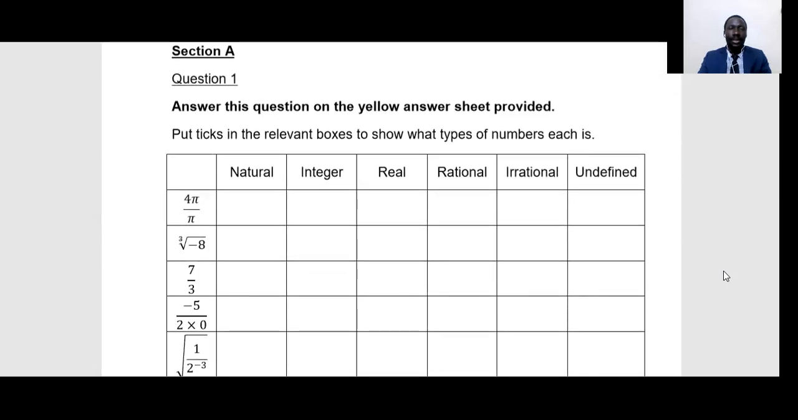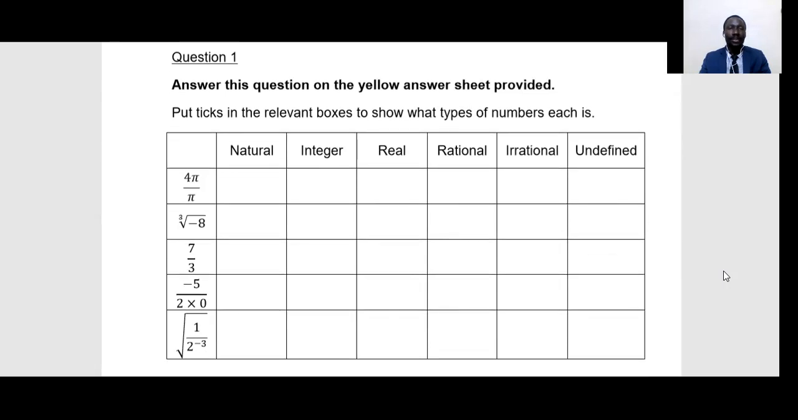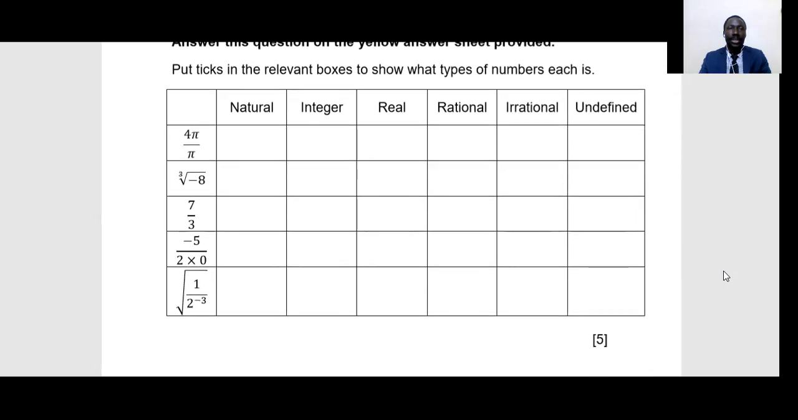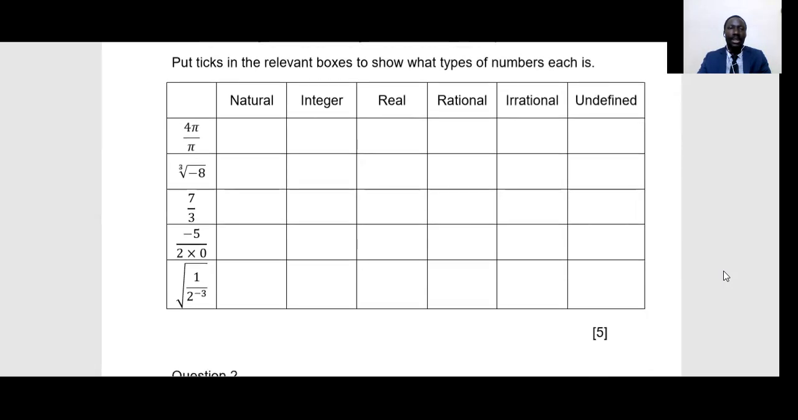All right, so for question 1, the instruction is that we answer this question on the answer sheet provided. For the sake of the correction, we will be answering it on another program, MS Office. And the instruction for this specific question is that we put ticks in the relevant boxes. So for example, if we have seen that 4 pi divided by pi is a natural number, then we put a tick in this box.